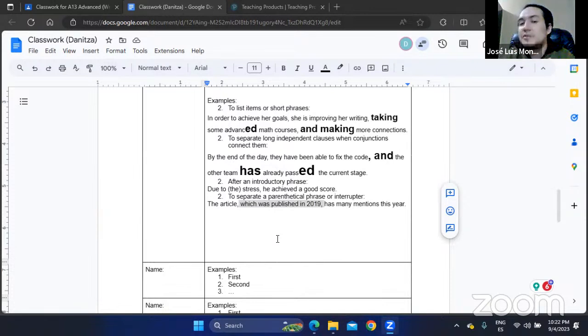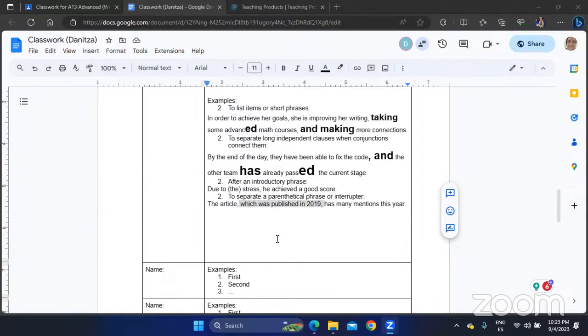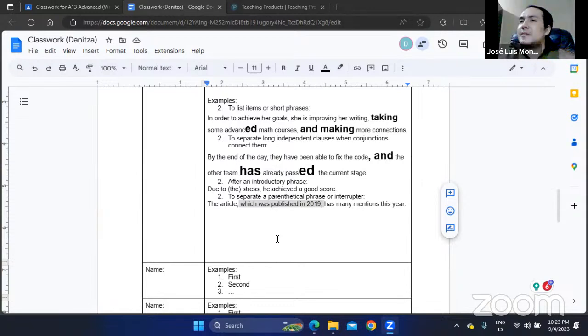Actually, here you have to use "in spite of" or "despite." You need those two. In spite of the stress, right? So it doesn't matter. There was a stress, but it doesn't matter. He achieved a good score. So, despite or in spite of.